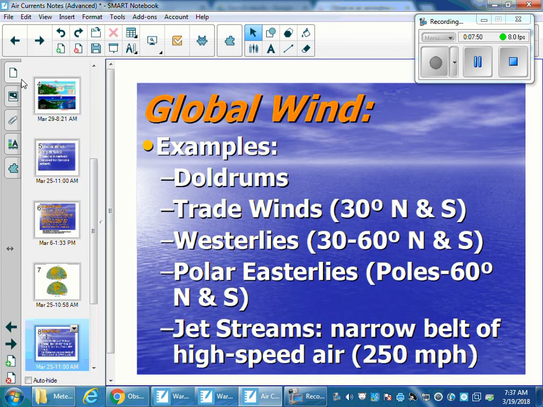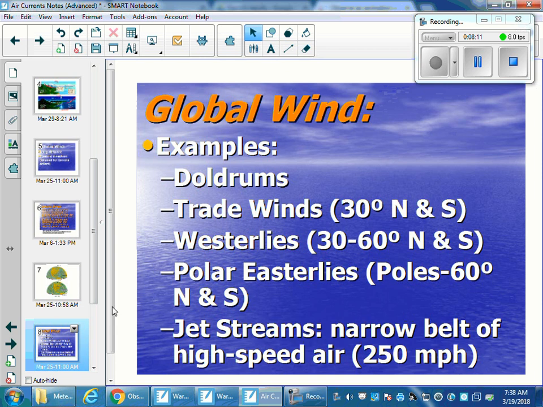Some examples of these global winds are doldrums, trade winds, which are north and south of the equator. Then westerlies would be between 30 and 60 degrees north and south. Then the polar easterlies, which are near the poles. There are also jet streams, which are narrow belts of high-speed air. These dramatically impact our weather based on where they're at and where they're moving.